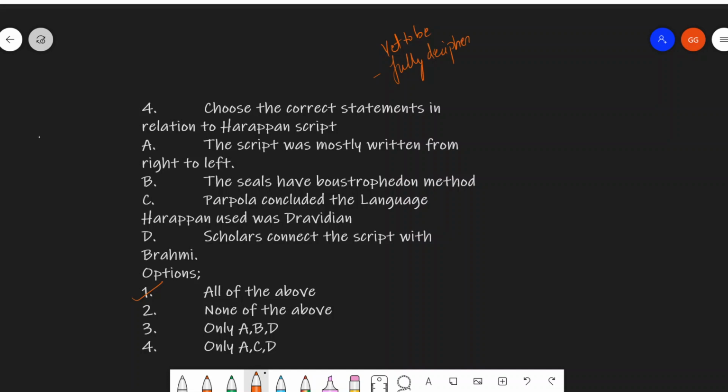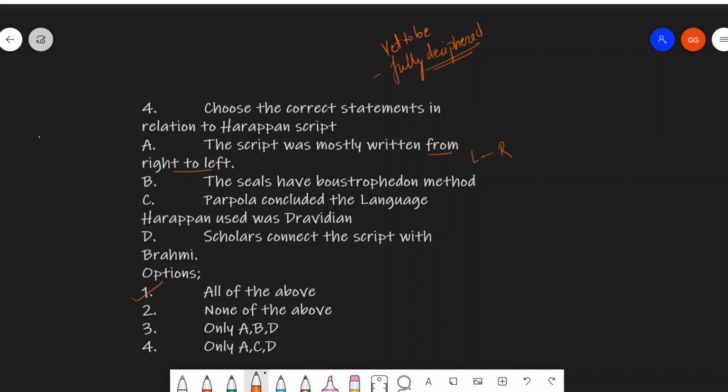It is yet to be fully deciphered, in the sense that all that we know about the script is that there are a number of signs ranging between 400 and 600, of which 40 to 60 are basic and the rest are their variants. The script was mostly written, like it is here, from right to left.